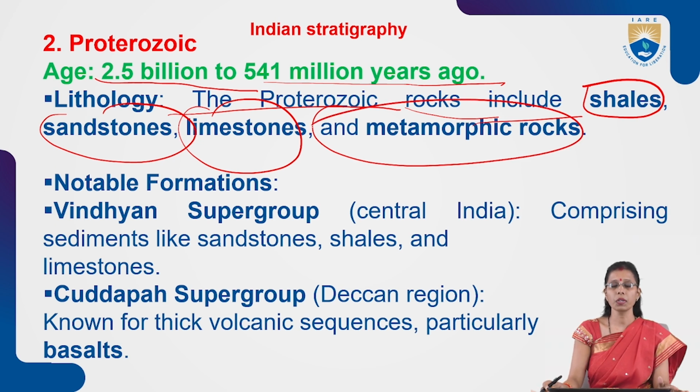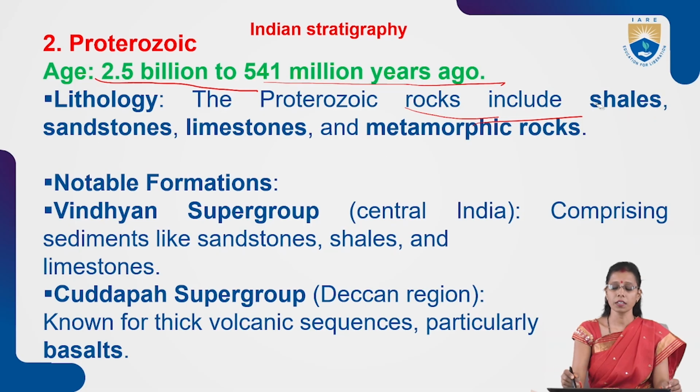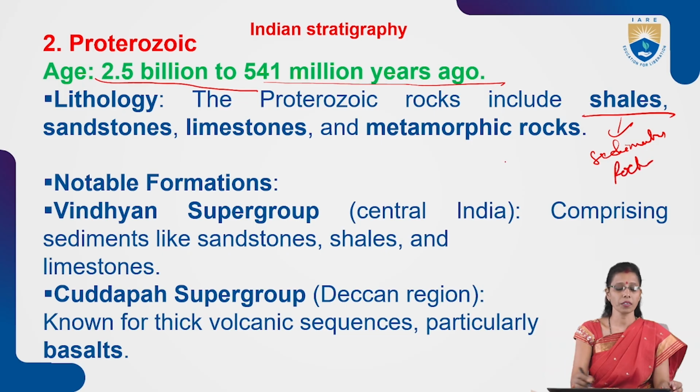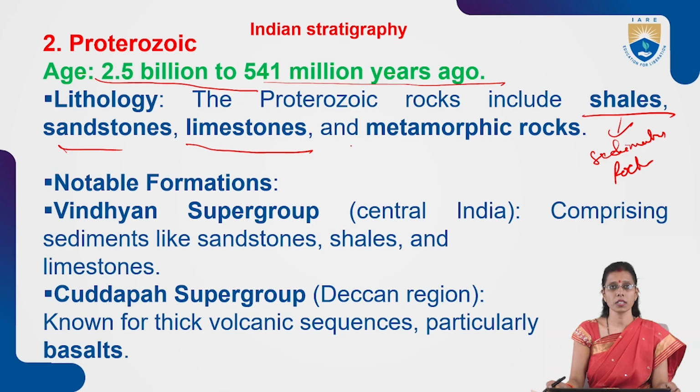Now if you remember from the previous lectures, shale is which kind of rock? Shale is a sedimentary rock, right? Even the sandstone is a sedimentary rock. Even the limestone is a sedimentary rock. And metamorphic rock: with these kinds of rocks, the metamorphism process goes on, and the metamorphic rocks are found.